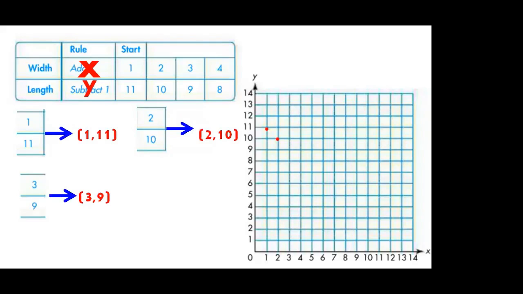The last one, 4 over 8, or 4 width and 8 length, will be like that. Okay. 4 and 8. And here is the point. So I represented here the relation between, yes, the 4 ordered pairs on the grid. Then I'm going to connect them by a line segment. Okay. Try to make an extension beyond the represented points. Try to make an extension for the line segment more than the length of the 4 points. Okay.